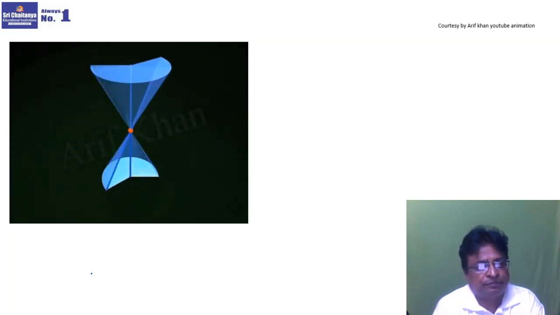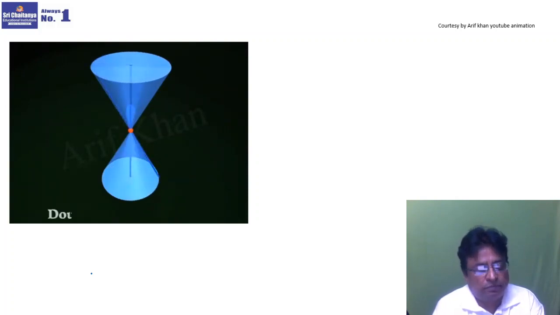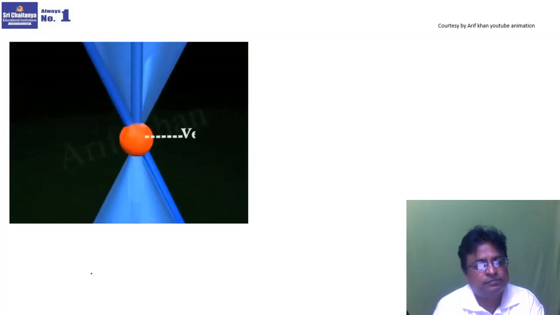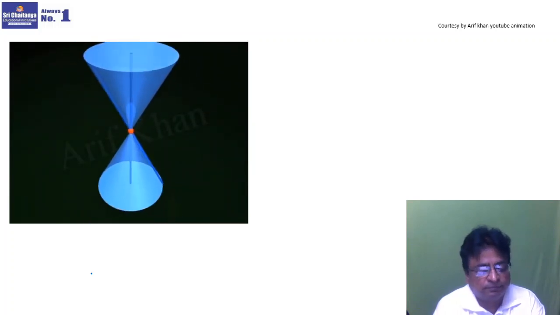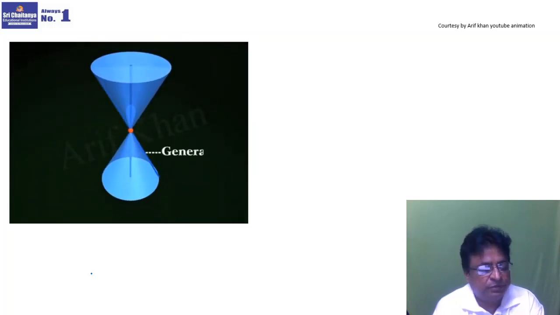When a straight line intersects a vertical line at a fixed point and rotates about that fixed point, the surface obtained is called a double right circular cone. A double right circular cone consists of two cones joined at a fixed point called the vertex. The line that rotates about the vertex is called the generator, and the line that remains fixed is called the axis.